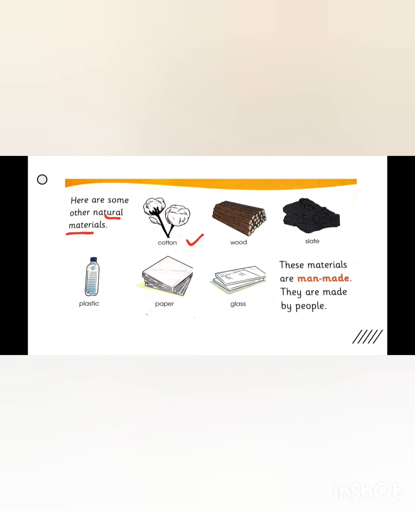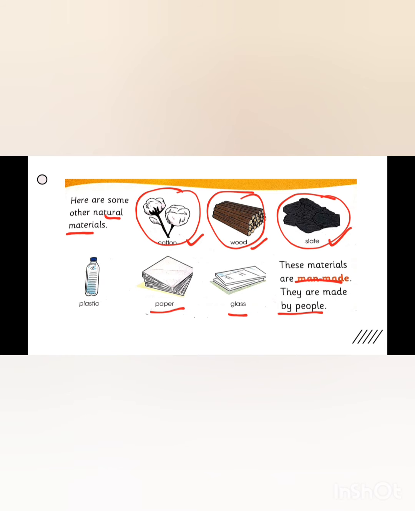One is cotton, wood, and slate. Cotton comes from plants, wood also comes from plants, and slate is a rock that comes from ground. Now, there are some man-made materials. What are the man-made materials? They are made by people. We humans make them using the natural resources or natural materials. Like glass is a man-made material, paper is a man-made material, and plastic is a man-made material.